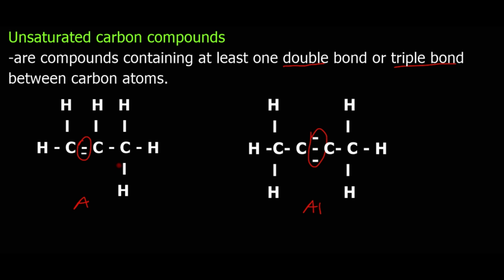So every time we have the alkenes or the alkynes, then we are dealing with the unsaturated carbon compounds. But when you have something like the alkanes, then we have the saturated carbon compounds, because alkanes have a single bond only. So that's the only difference.